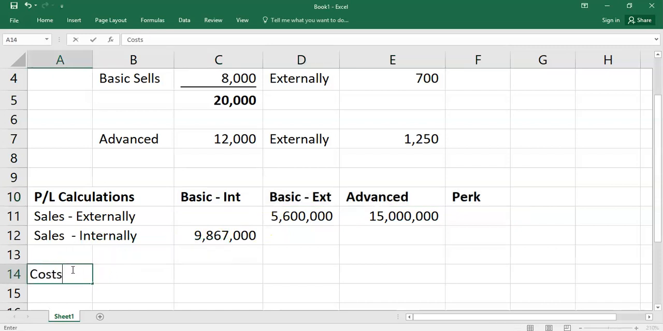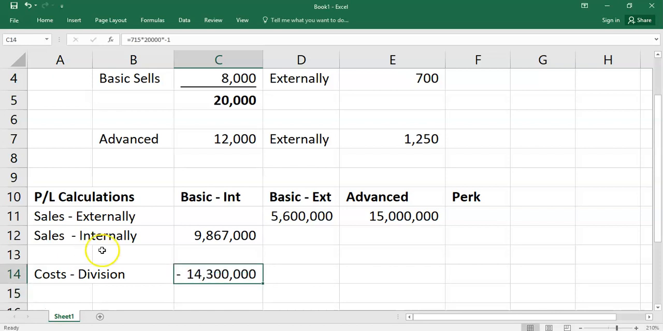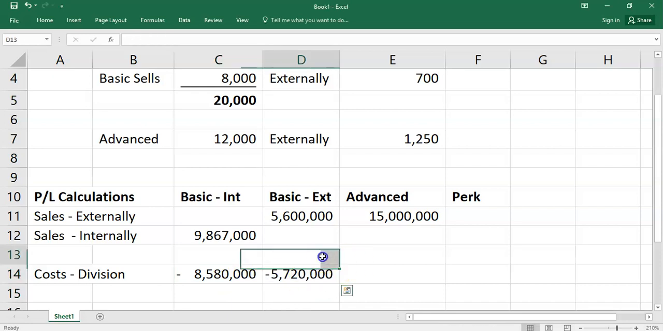The costs then, costs for the division. So the cost for the Basic division, we said, and you don't need to split them out, 715 times 20,000. And I'll just put a minus there, times minus 1. Now you might say, why are you doing 20,000? Well, no, we'll split it out because this one here should only be internally is 12,000 and externally is 715 times 8,000, and we'll times minus 1 as well. Well, I have the minus there, which is minus 5720. Right, so just be careful there.